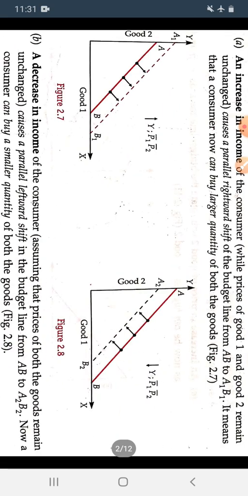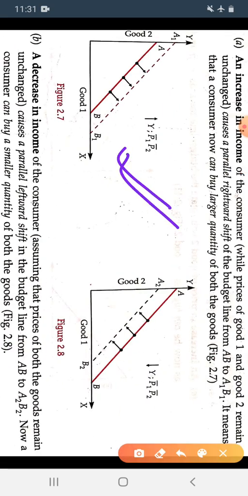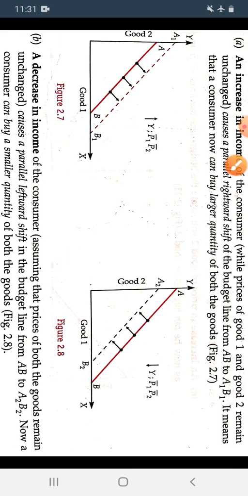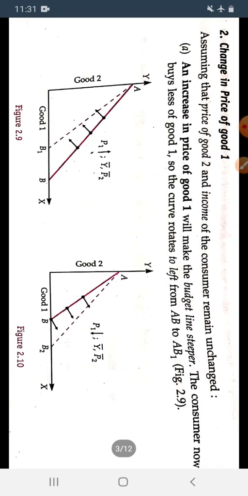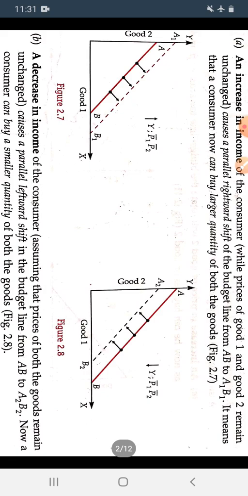Okay, when the price of good 1 and good 2 change by the same percentage and in the same direction, then the curve will shift. The next condition is that there will be a rightward shift in the case of a fall in prices, and a leftward shift in the case of a rise in prices.